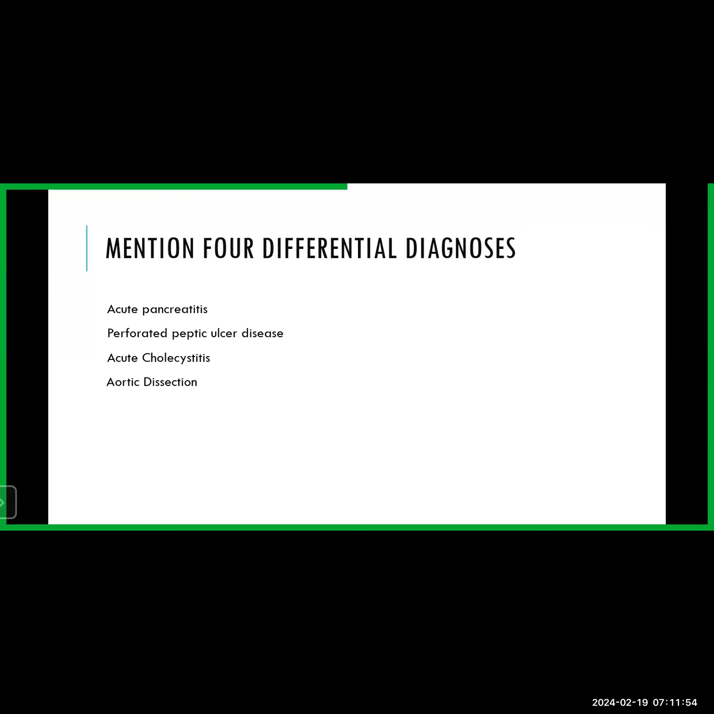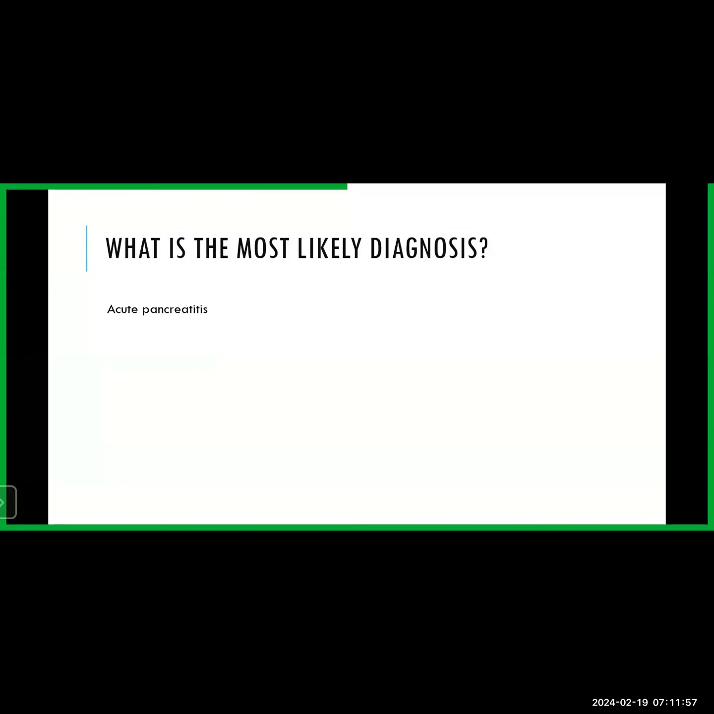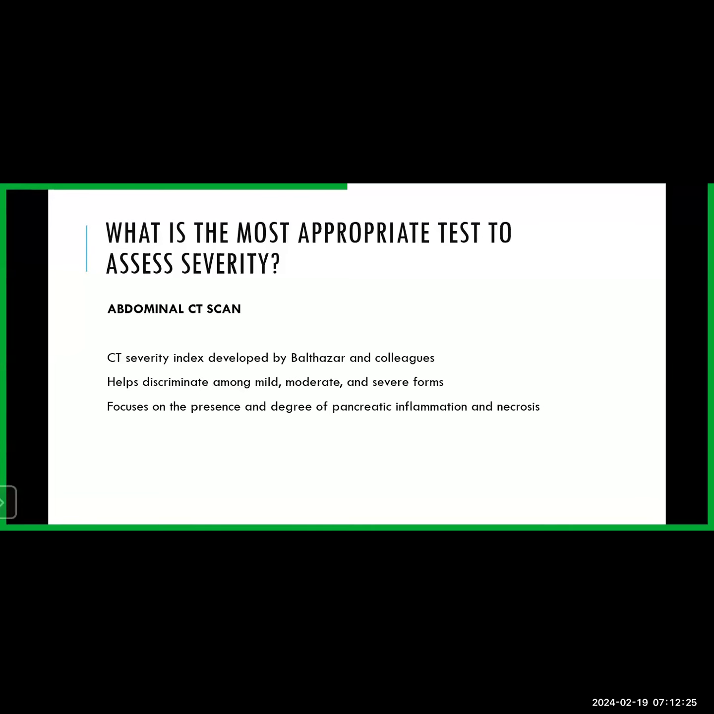The next question is, what is the most likely diagnosis? My most likely diagnosis is acute pancreatitis, for the reasons I had given earlier. Abdominal pain radiating to the back, chronic dyspepsia, the fetal position he curls up into when he's in pain, then elevated serum amylase and elevated serum lipase also. What is the most appropriate test to assess severity? That will be abdominal CT scan.